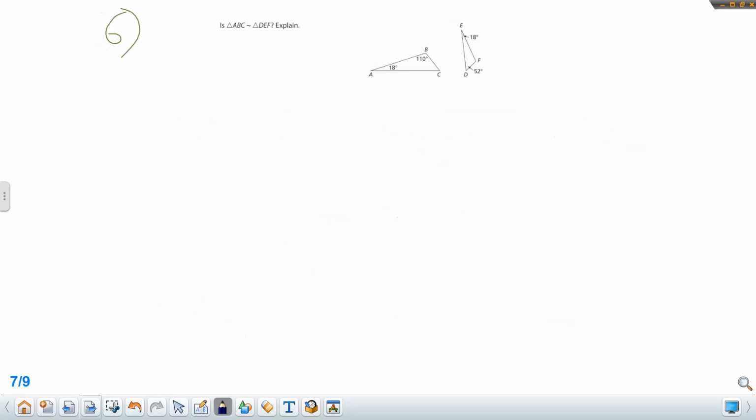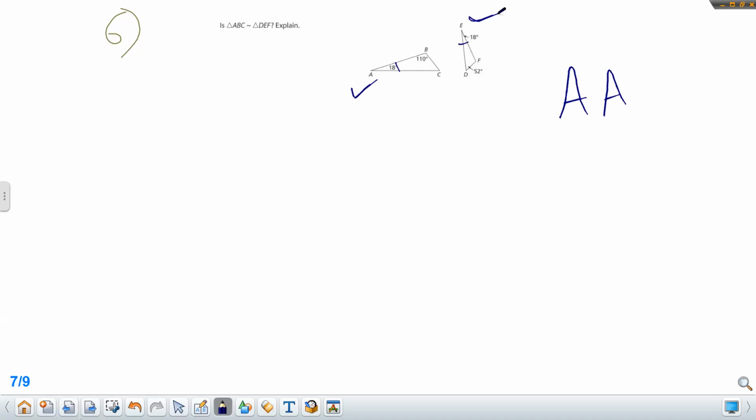Is triangle ABC similar to DEF? Okay. First, you must remember what are the conditions of similarity of two triangles. You studied before the similarity of triangles, angle-angle triangle similarity. Then you must check: do you have two equal angles or not? First, 18, 18. Yes, measure angle A equals measure angle E. Okay, but I need another one.